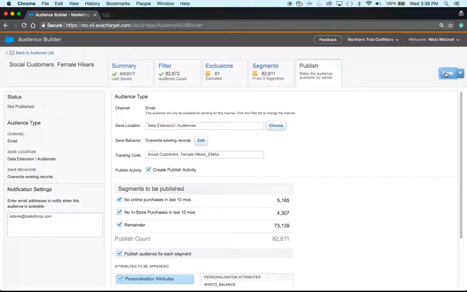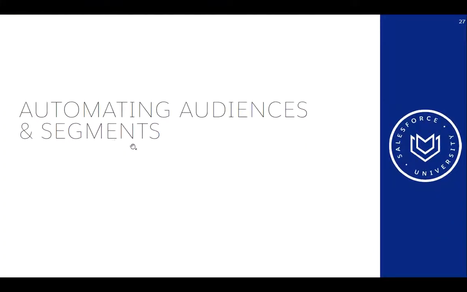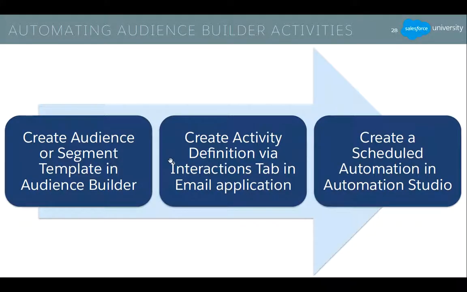So when we talk about selecting that checkbox to create a publish activity, what that is going to correspond to is automating our audience builder activities. Generally we're going to work in audience builder to create our audience or our segments or both. Then we're going to check that checkbox when we are publishing. We are then going to have to create an activity definition that lives in the email application under the interactions tab. When we create that activity definition, that's something that we can then use in an automation in Automation Studio.